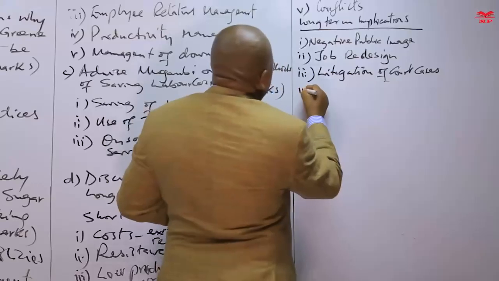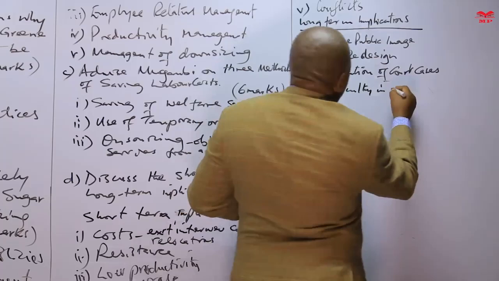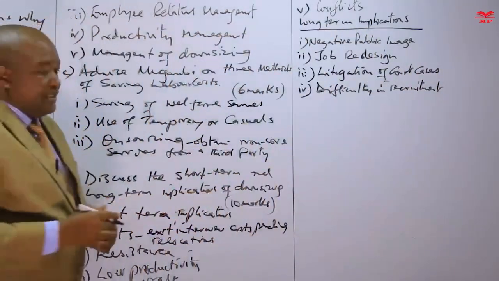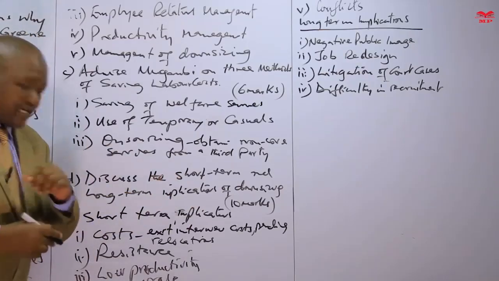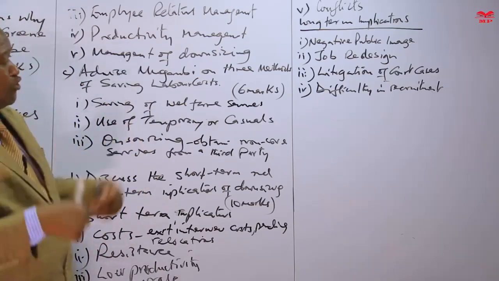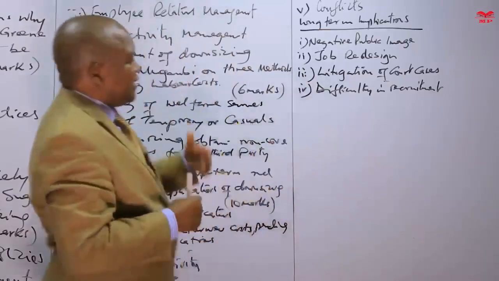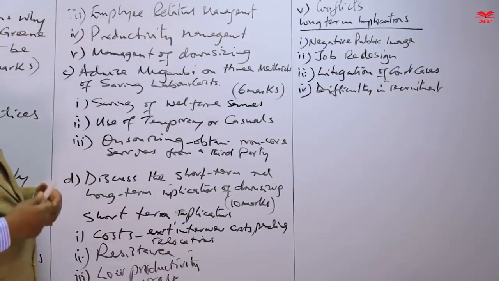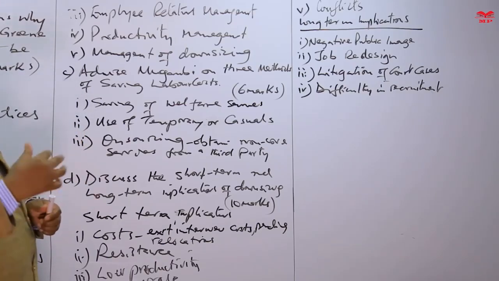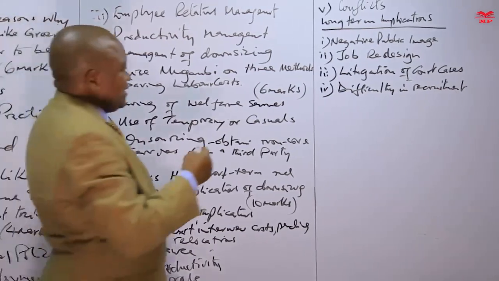And then difficulty in recruitment. An organization that participates in a massive downsizing process may find itself in a very awkward situation at a future date when the economy improves and they need to recruit workers. Workers may shun the organization. They may have a feeling that once they are recruited, they may have a problem in relation to organizational sustainability, and that could be a challenge in the long term which downsizing could create.